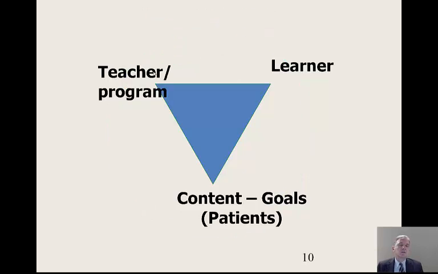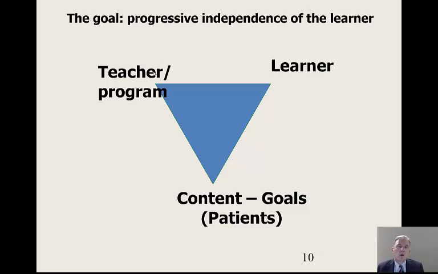Now I'm going to use this triangle to make a point that will run throughout all our 7 sessions, and that is, what is the point of the entire educational process? What is it that learners are learning when they master the content? And in a phrase, what we're after is the progressive independence of the learner. By the end of the 7 years of medical school and residency, longer in the case of some specialty, the learner has to be able to function independently.